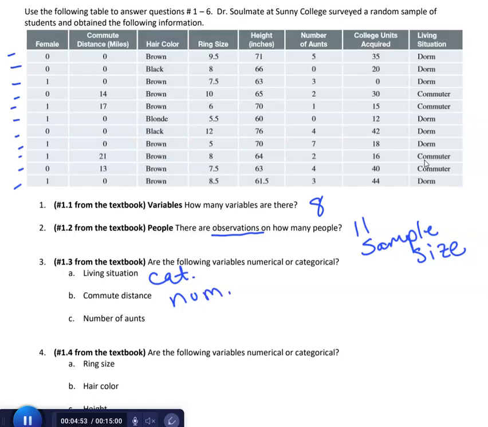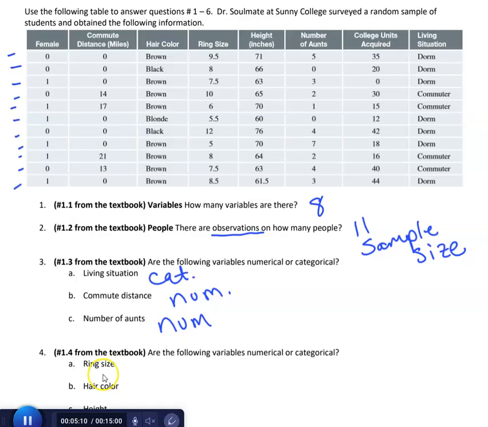Number of ants. I guess I could ask, what's the average number of ants for students in this survey? Again, those are numbers. We could average those together, so that would be numerical. Number 4, ring size. This one's maybe a little bit tricky. I think you could actually argue this one either way.